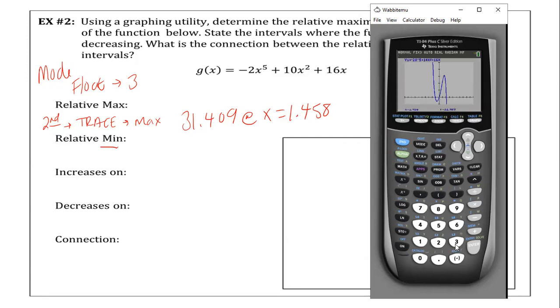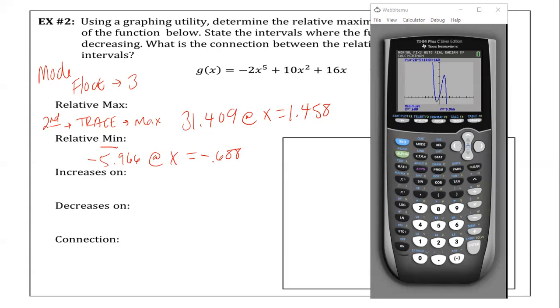So you're gonna go to the minimum. This time you're gonna go near your minimum. So I'm gonna move my cursor to my minimum. I'm gonna go left. It literally tells you to go left. So I'm gonna go to the left of the minimum, press enter. Then I'm gonna go to the right of the minimum and press enter. And it's like, you want me to guess? I'm like, yes. And it's gonna tell me what my minimum is. So my minimum is -5 and 966 thousandths at x equals negative 0.688.